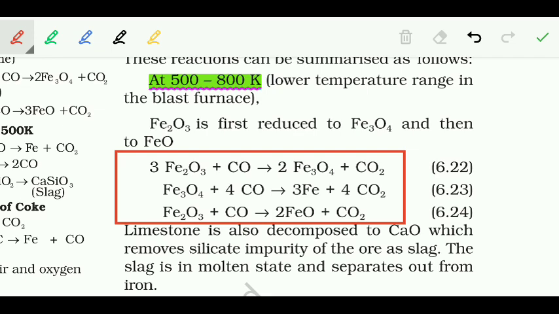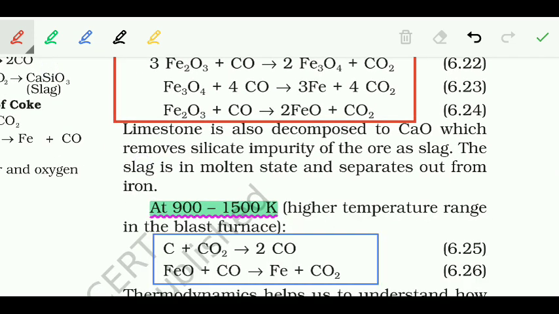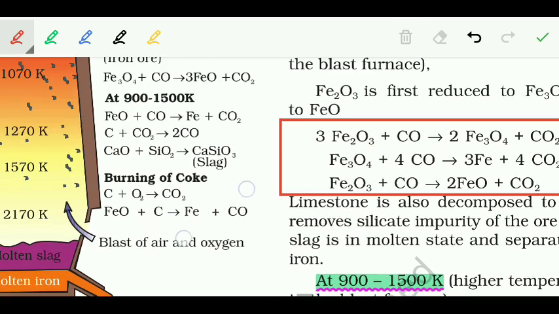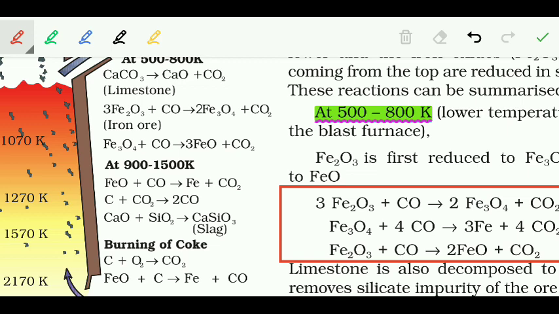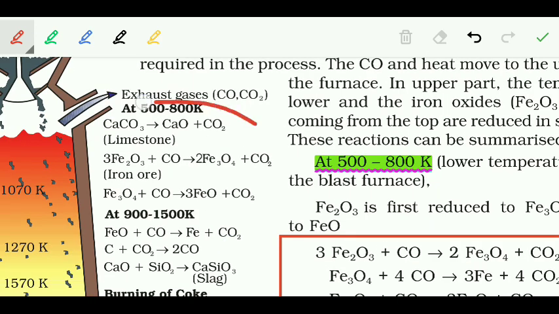Now the important point comes. Limestone also decomposes to calcium oxide, which removes silicate impurities. Focus over here. This is the most important point. We actually add from our side calcium carbonate. This is known as limestone. Initially limestone is converted into calcium oxide as shown here in the chemical reaction. You can see from the first reaction, calcium carbonate, that is the limestone, is converted into calcium oxide plus carbon dioxide.